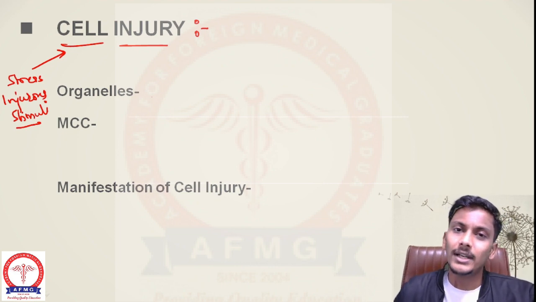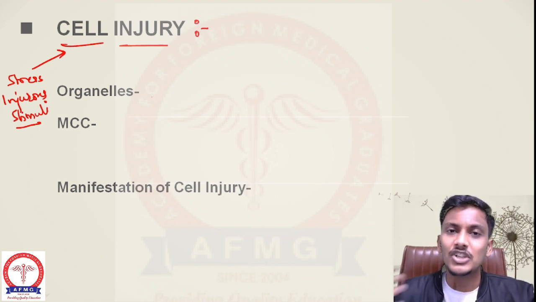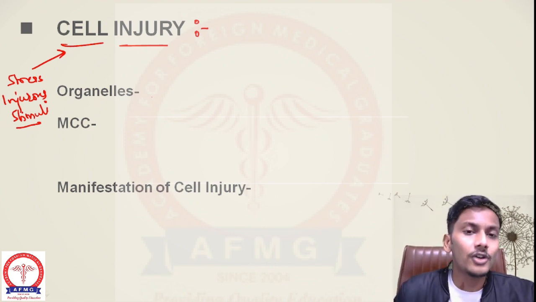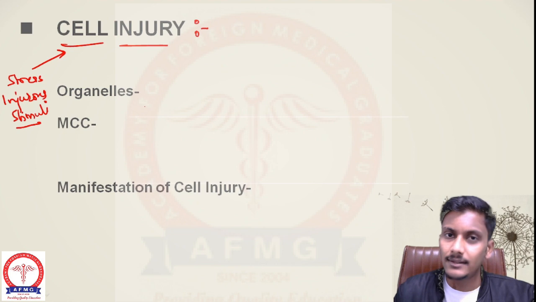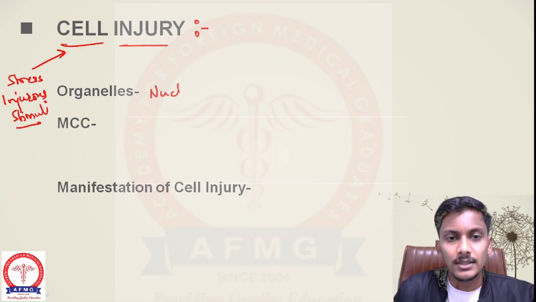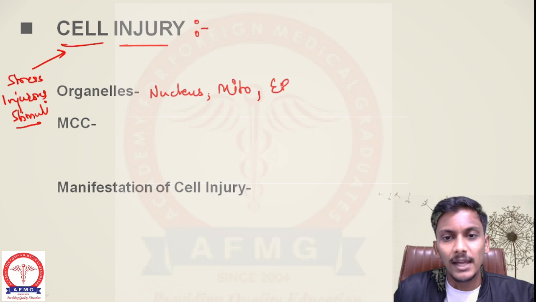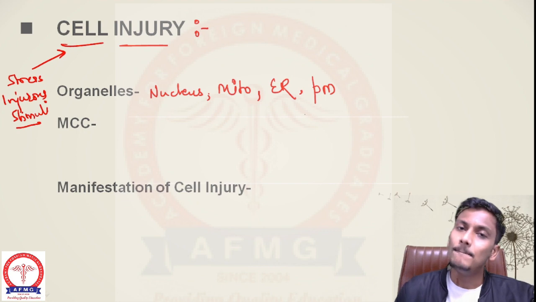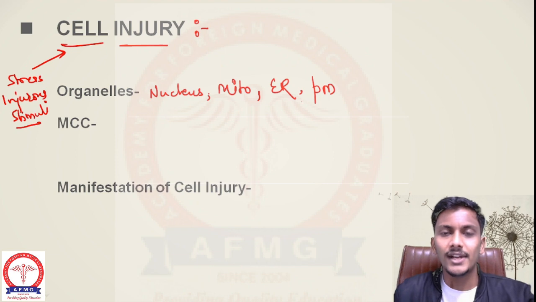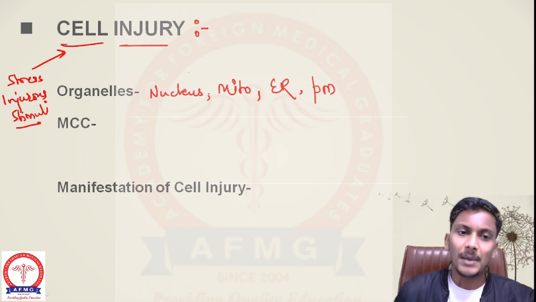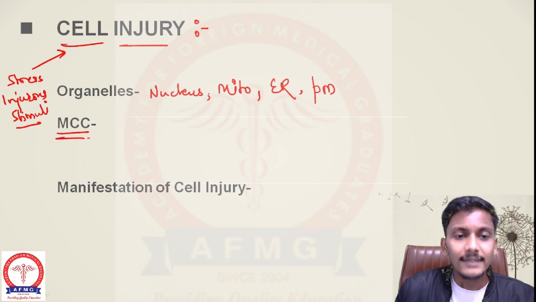When the cell is under stress, there are changes in different organelles also. Which are the most important organelles that undergo changes? First, the brain of the cell, that is the nucleus. Second, the powerhouse of the cell, the mitochondria. Next, the endoplasmic reticulum, the factory of the cell. And last, the protective layer of the cell, the plasma membrane. So these are the four most important organelles affected during cell injury: nucleus, mitochondria, endoplasmic reticulum and plasma membrane.